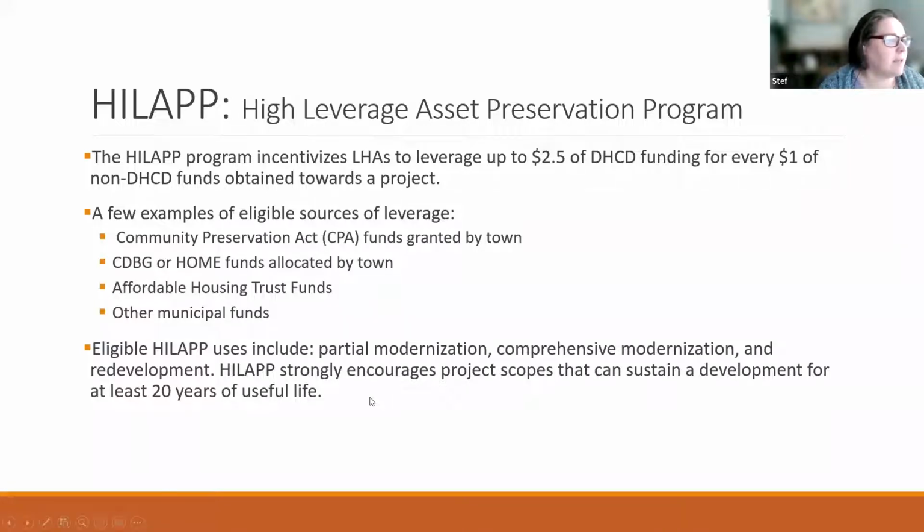So sometimes the HILAPP projects are huge, comprehensive. Sometimes they're just window projects, where now we can fund more windows as opposed to fewer. So it really is a huge range of projects and applications that we get for HILAPP. It's a really, really great program.